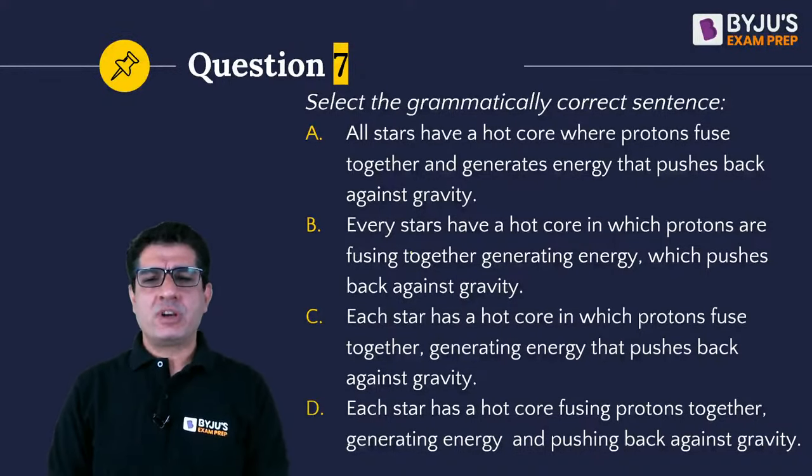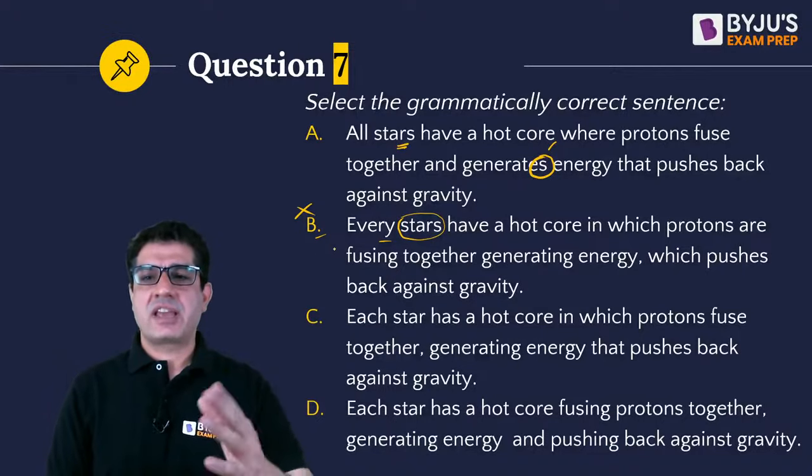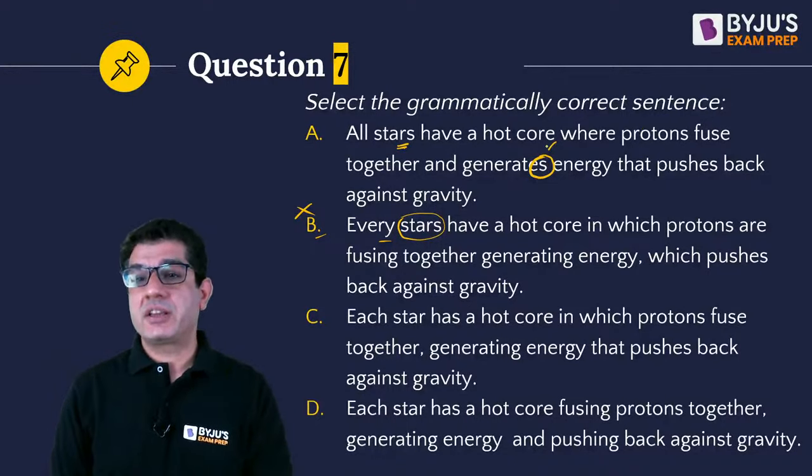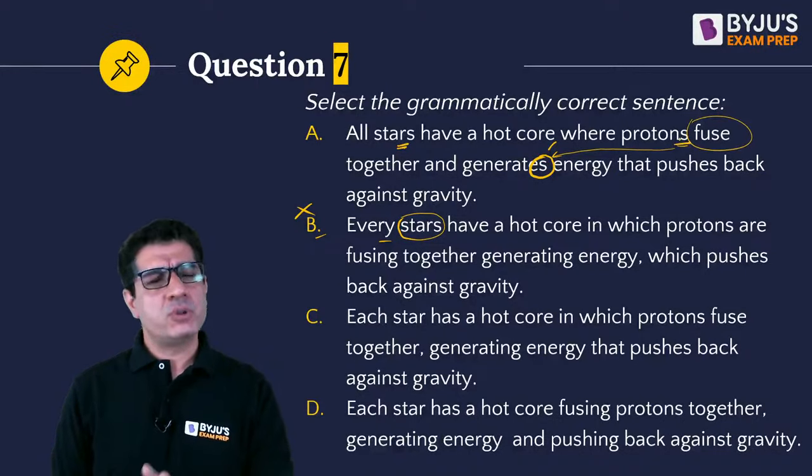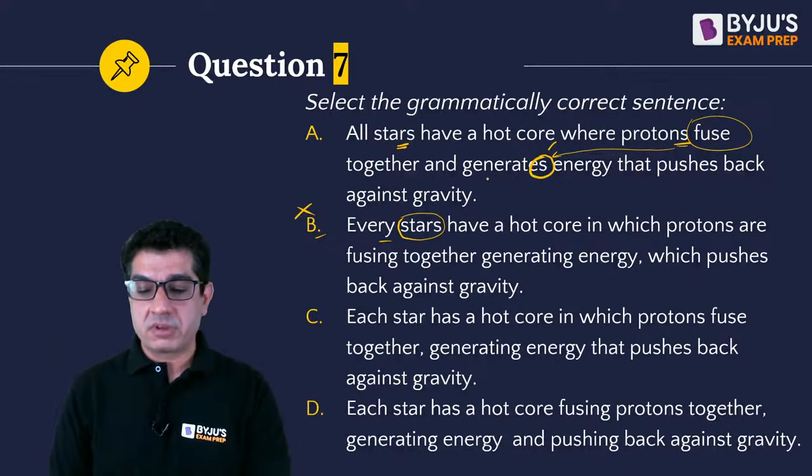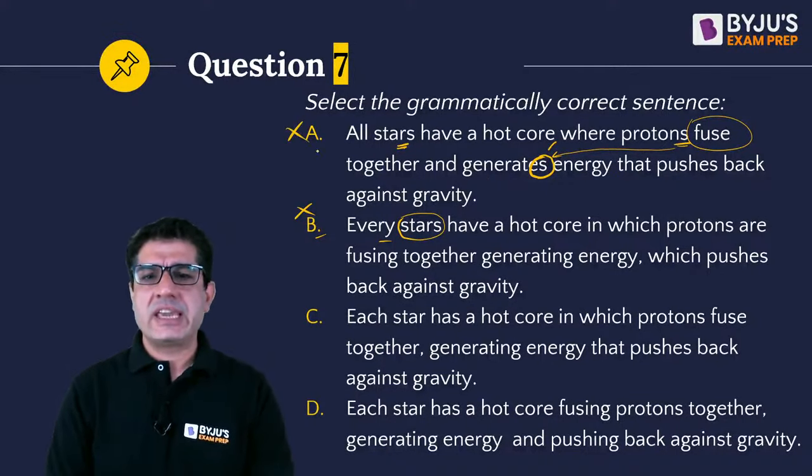The first one that I ruled out was B. After every, you are supposed to have a singular noun, so you cannot have stars. So B is definitely ruled out. Let's check A. All stars have a hot core where protons fuse together and generates. Ooh. The subject is stars, right? All stars have a hot core where protons fuse together and generate. The subject here is protons. So protons fuse together and generate. You notice fuse here is plural, but then suddenly we've introduced a singular verb. So A is ruled out.